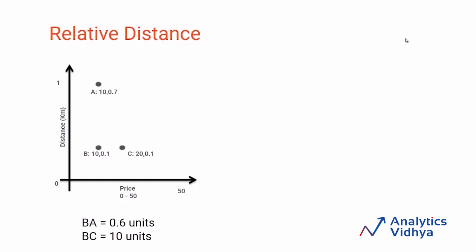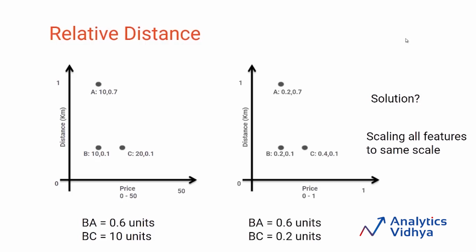So what's the solution here? Can we not use the distance-based algorithms at all? Actually, no. In this case, all we have to do is scale down the features and bring them to the same scale. So even if we have two features which have different scales, we need to bring them in the same range. So I have scaled down both the features in the range 0 and 1. Now if you calculate the distance, BA comes out to be 0.6 units and BC is 0.2, which seems fairly right.